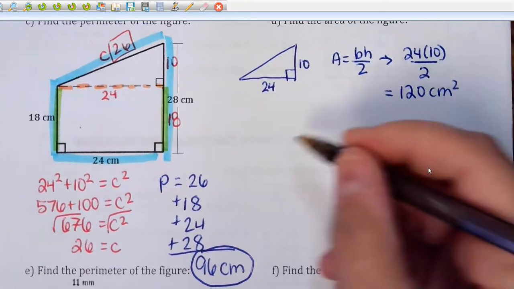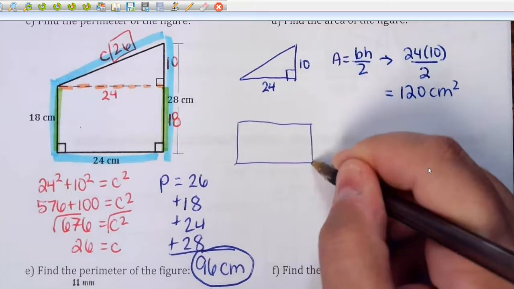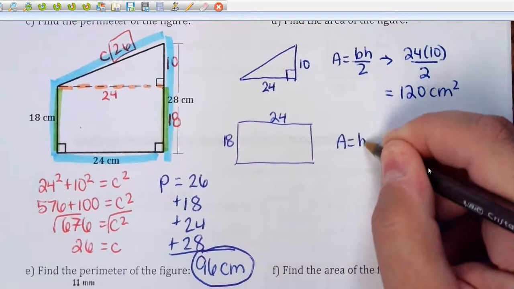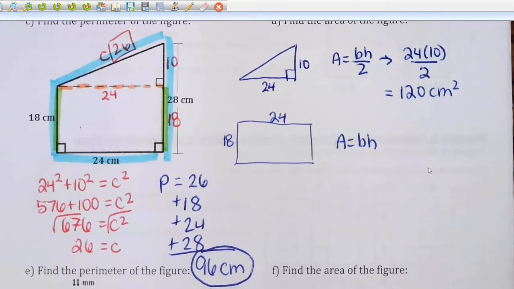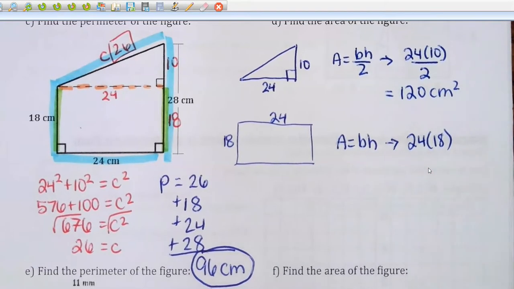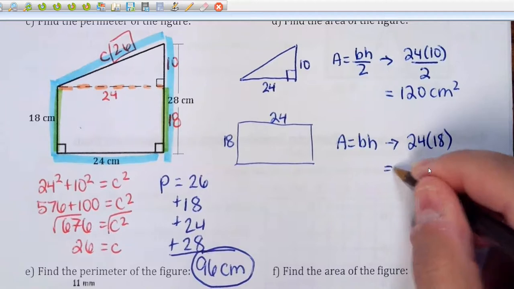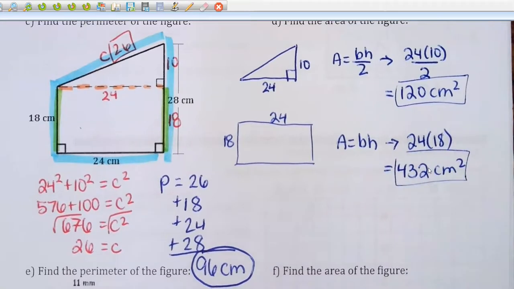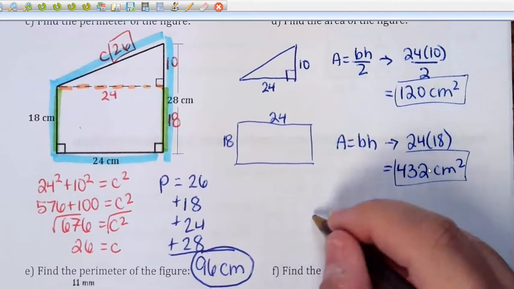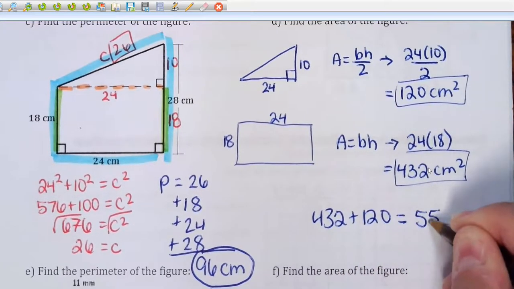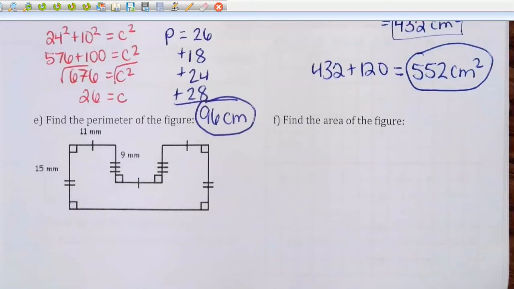Okay, and then the area of the rectangle, 18 by 24. Now, area of a rectangle is just base times height. We don't do the divided by 2 part. So for that I'm just going to do 24 times 18. This is 432. Okay, so that's the triangle part, that's the rectangle part, and we're going to add those together. So I'm going to do 432 plus 120 to get the total area of the figure, 552, and this is centimeters squared.